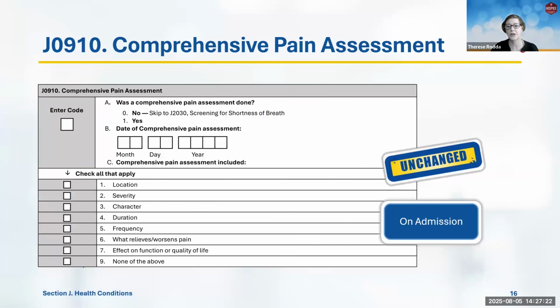The next pain item is J0910, comprehensive pain assessment. Just like the prior pain items, this one is also not new and is collected on admission. This item has 3 parts. The first asks if a comprehensive pain assessment was performed. Part B asks for the date of the comprehensive pain assessment, and Part C asks the clinician about the elements included in their comprehensive pain assessment: location, severity, character, duration, frequency, factors relieving or worsening pain, and effect on quality of life, and finally, none of the above.